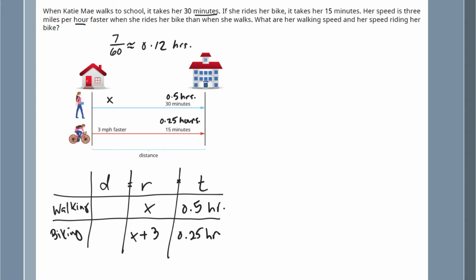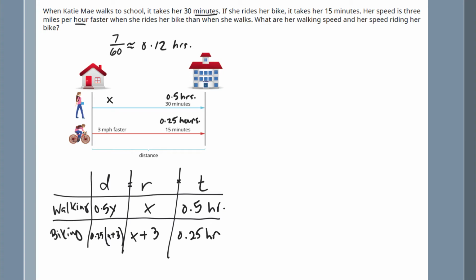And then, of course, we can set up our distance expressions by multiplying those two things. 0.5x for walking, 0.25 times the quantity of x plus 3 for biking.